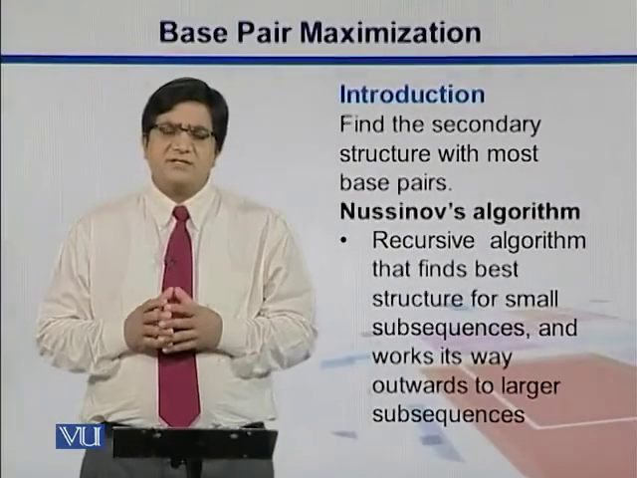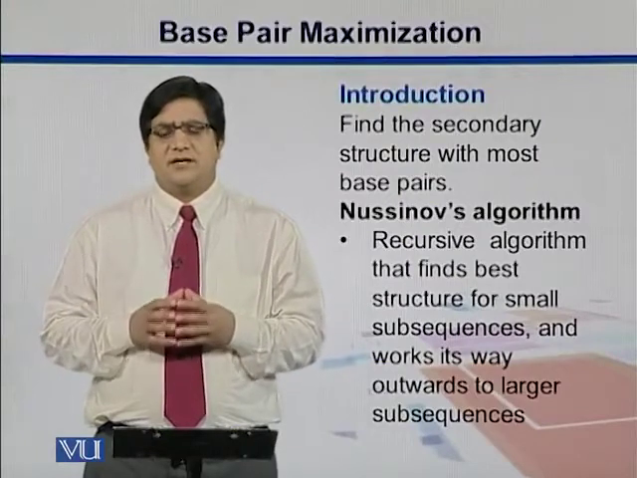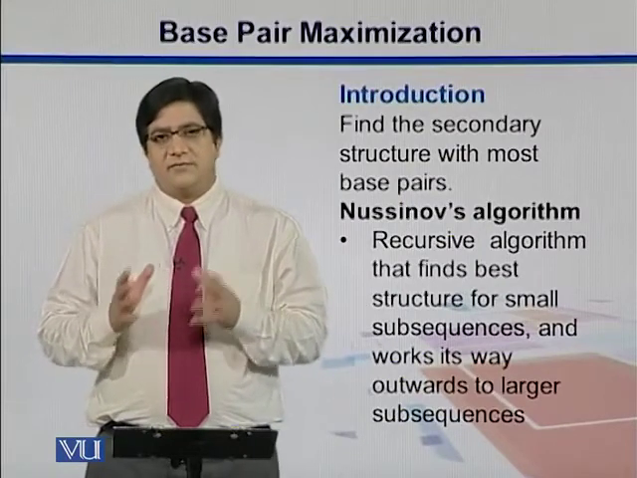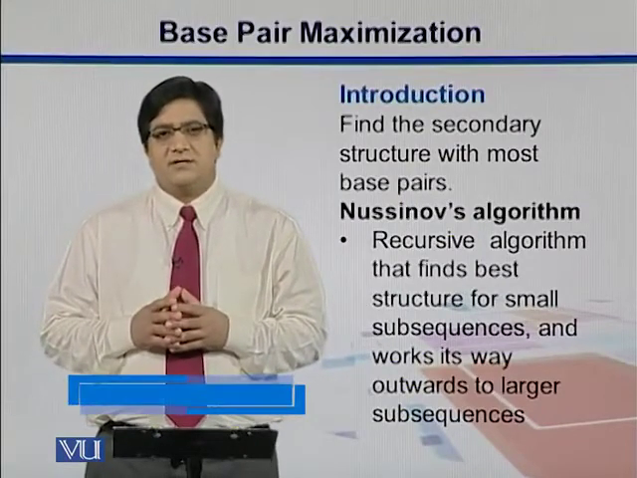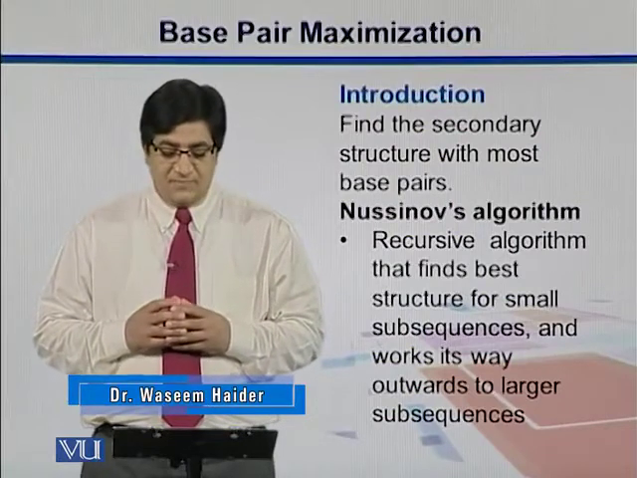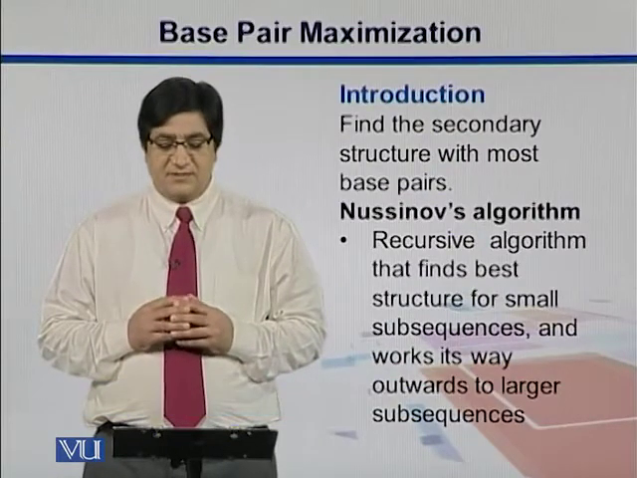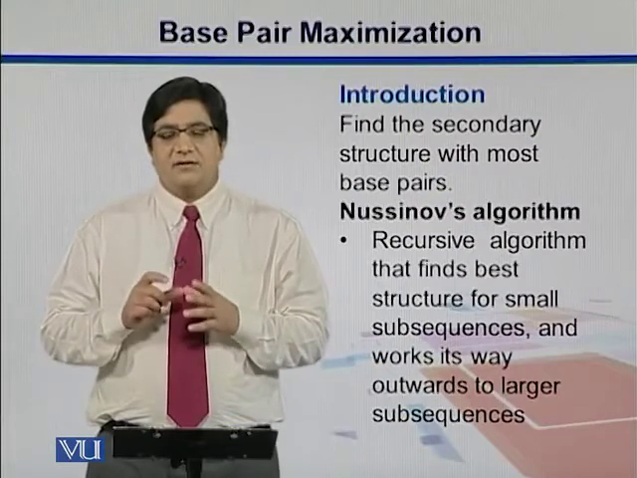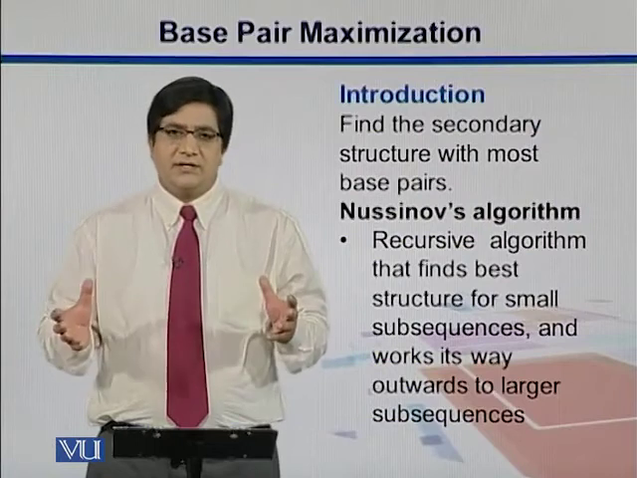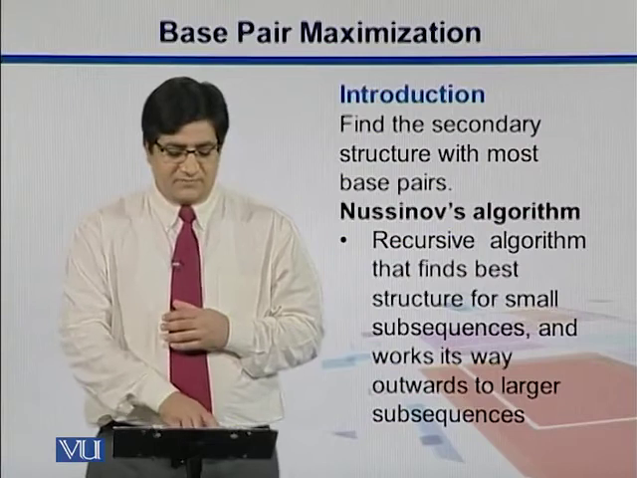Base pair maximization is kind of a greedy approach, where it tries to get the maximum base pairs, so that's why we call it base pair maximization. It is implemented in a very famous algorithm. We call it the Nussinov algorithm, named after the Russian scientist Nussinov. It's a recursive algorithm that finds the best structure for small subsequences, and once it gets those subsequences, it moves outwards to take all the remaining nucleotides and make up bigger structures out of them.